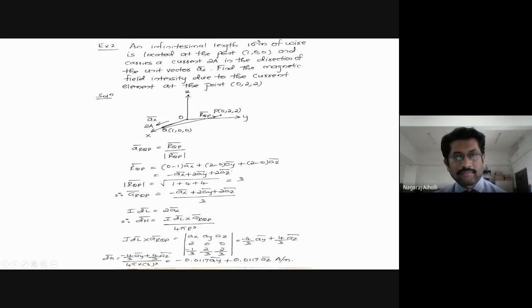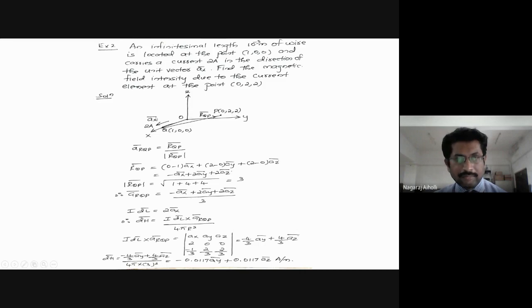Find the magnetic field intensity, that is dH we have to find, due to the current element at the point 0, 2, 2. At this point, it has the coordinates 0, 2, 2. Read it again: find the magnetic field intensity due to the current element at the point 0, 2, 2. You have to read it very carefully here.